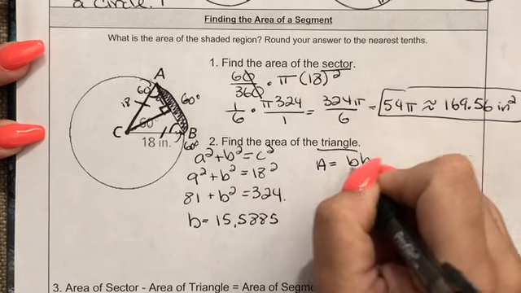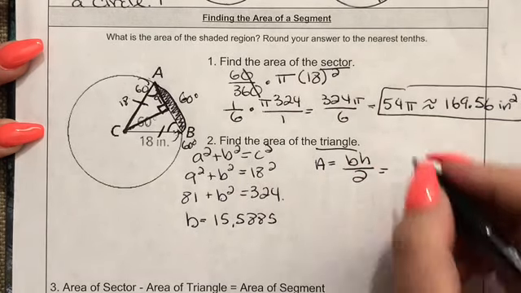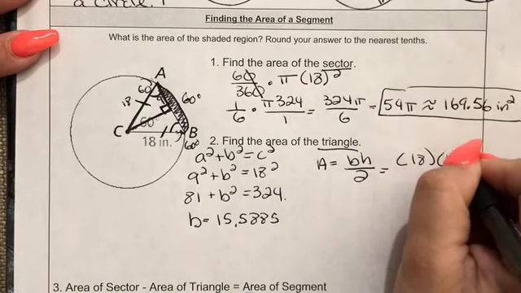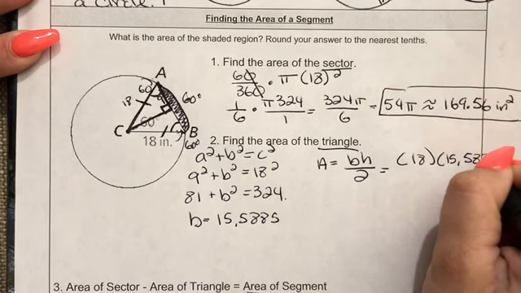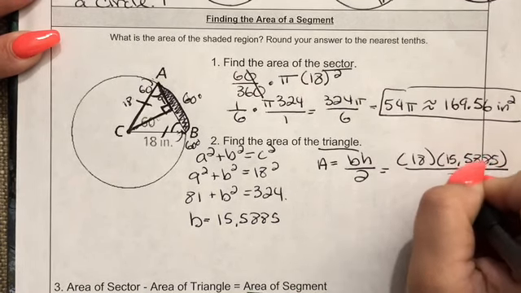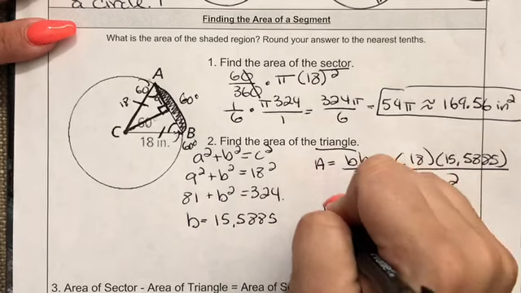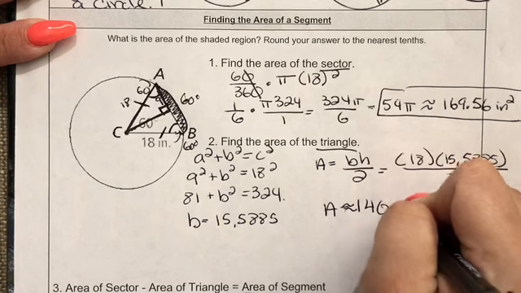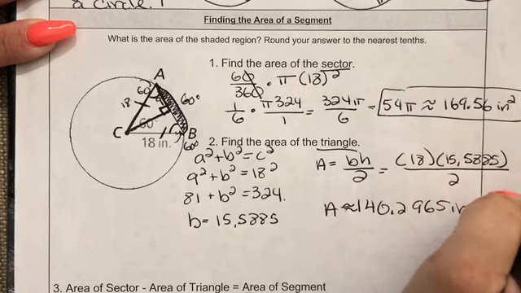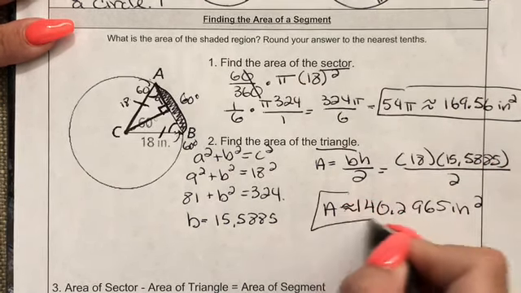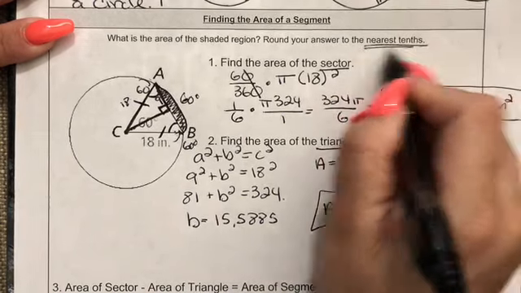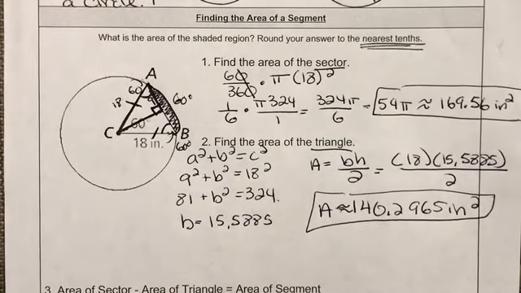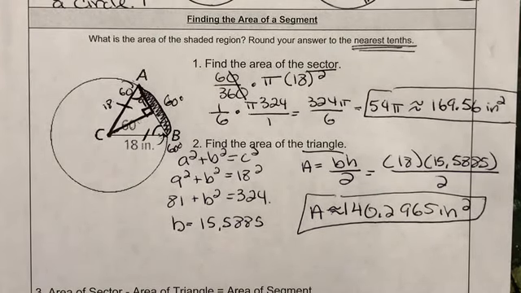Now again, I did all of that because I need the area of the triangle, and the area of a triangle is base times height divided by 2. I know my base is 18, and my height was 15.5885, divided by 2. My area of my triangle is approximately 140.2965 inches squared. The reason I'm leaving those decimals so long is because at the end I am going to round to the nearest tenth, but I like to leave the decimals as long as possible while I'm working the problem out.